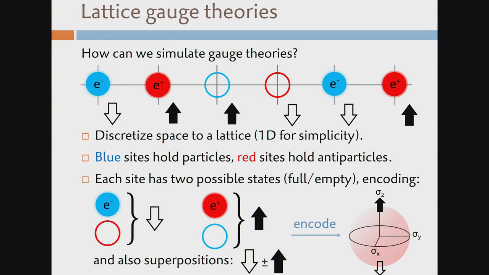Basically, if you look at it from far away and let the lattice spacing tend to zero, then you would group these two sites into one physical position space site, right? So that you ask, okay, do I have a particle? And if I have just one particle, then this would be full and this would be empty. And if I have just one antiparticle, then this would be full and this would be empty, and so on. Just if you look at it from far away.